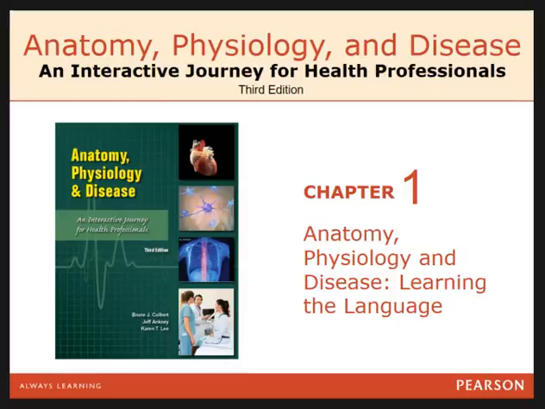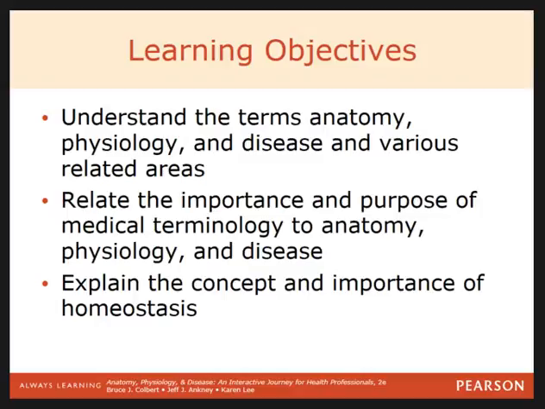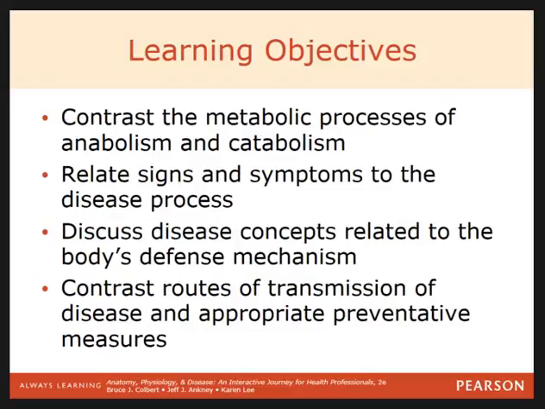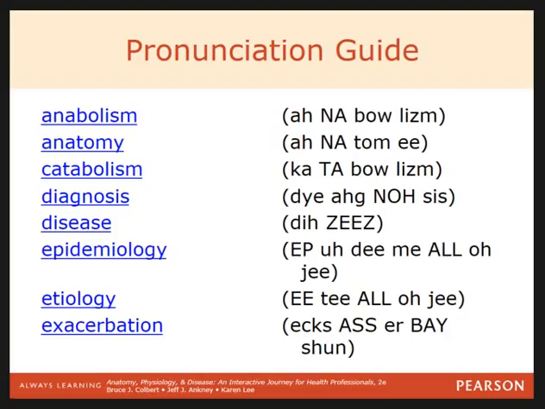Chapter 1, Anatomy, Physiology, and Disease, Learning the Language. This is the first chapter on our journey through body systems, diseases, and drugs. Please review the learning objectives at the beginning of the chapter. Also, at the beginning of the chapter in your book are the key terms. As seen here, there is also a pronunciation guide.